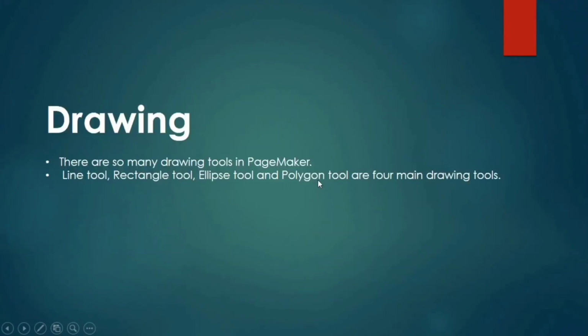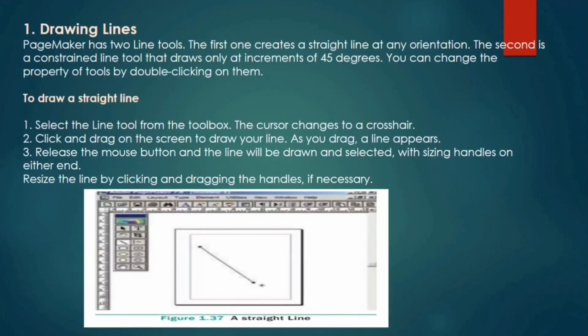Drawing. There are many drawing tools in PageMaker. Line tool, rectangle tool, ellipse tool, and polygon tool are the four main drawing tools. Drawing lines. PageMaker has two line tools. The first one creates a straight line at any orientation. The second is a constraint line tool that draws only at increments of 45 degrees. You can change the properties of tools by double clicking on them.